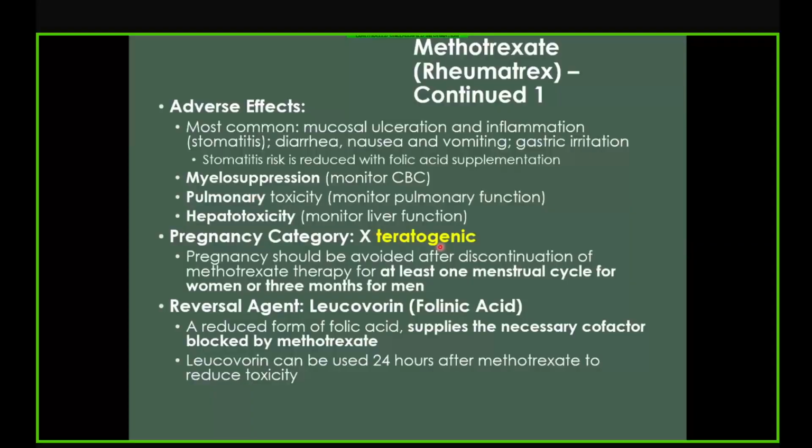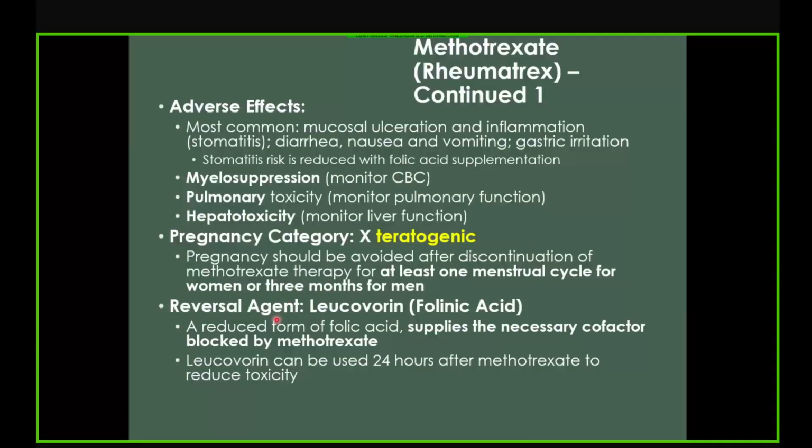Because of all these adverse effects, don't give it to someone who's pregnant, right? Teratogenic. Very important. So methotrexate is category X, teratogenic. Don't give it to them. Make sure that even after they stop taking this medication, they don't try to get pregnant for at least one menstrual cycle after. And for males, you see the 3 months again because of the life of the sperm.